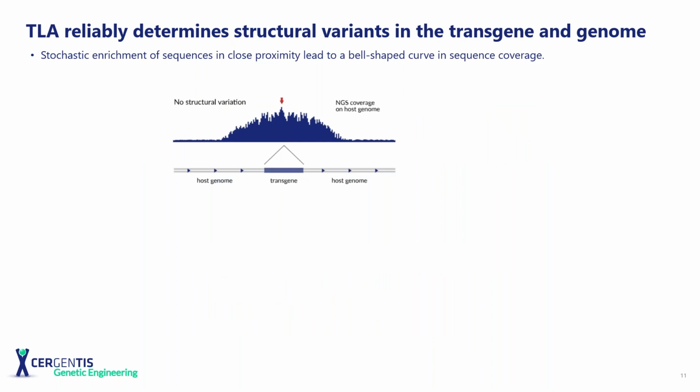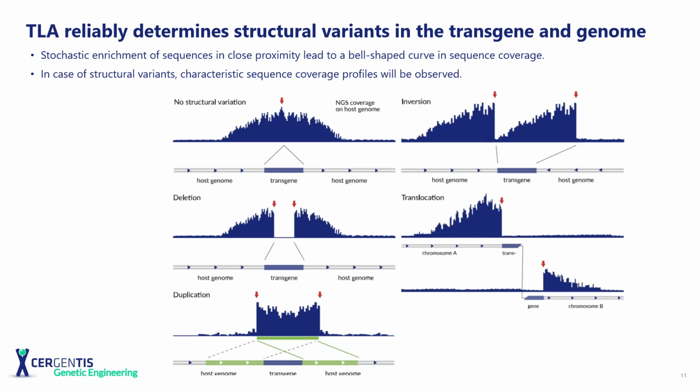TLA can reliably determine structural variants in the transgene and genome. Here you can see the standard bell-shaped curve that I've showed you in the slides previously. In case of structural variants, you will see very characteristic plots such as these. And of course, in each of these different situations, we will look at the fusion reads as well to provide you with more in-depth information.